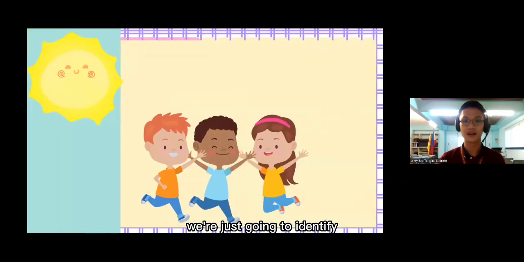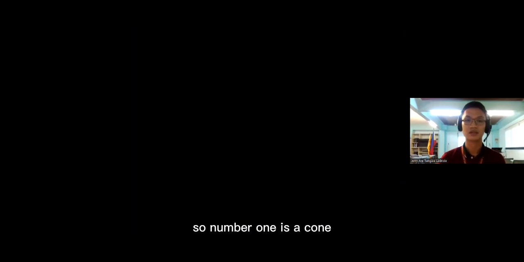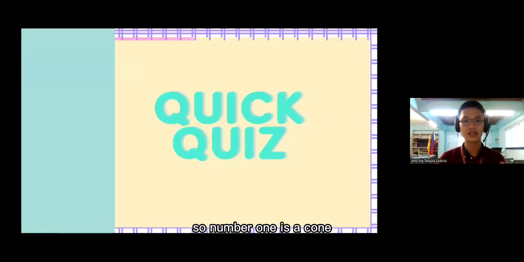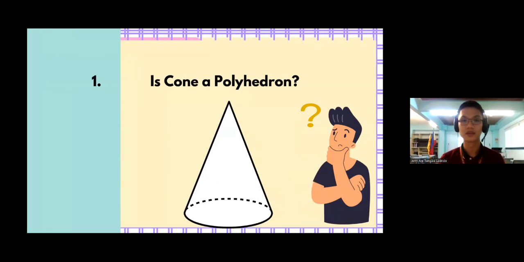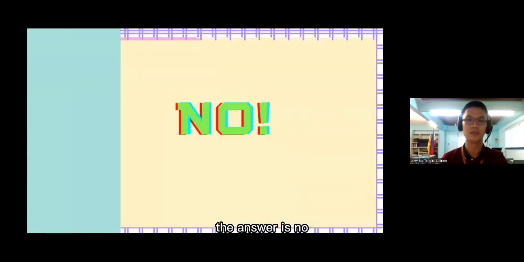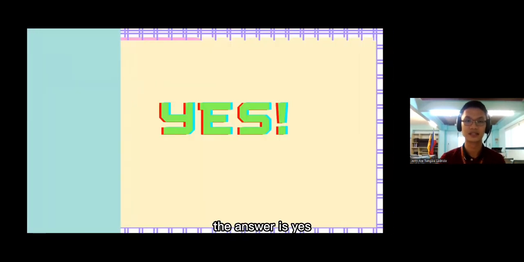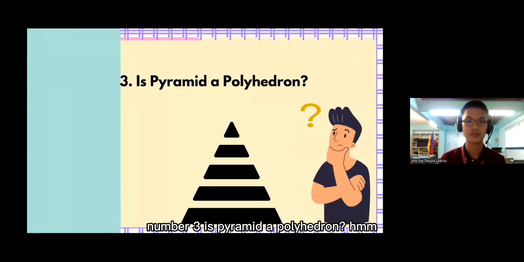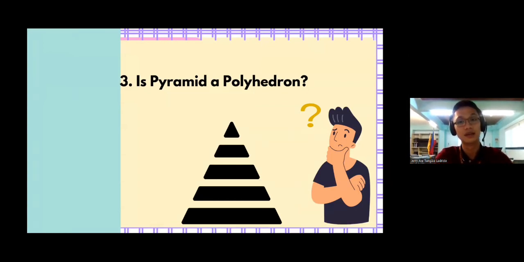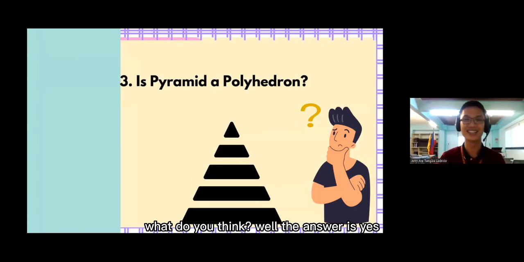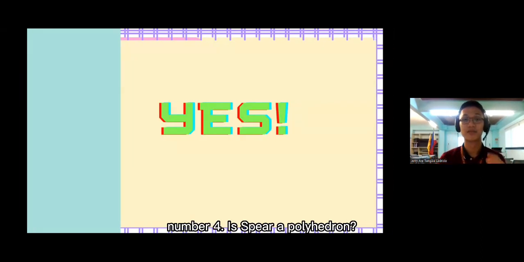Well, let us have a quick quiz. We're just going to identify if these shapes are polyhedron or not. Are you ready? Let's begin. So number 1, cone. Is a cone a polyhedron? The answer is no. Number 2, is tetrahedron a polyhedron? The answer is yes. Number 3, is pyramid a polyhedron? What do you think? Well, the answer is yes. Number 4, is sphere a polyhedron?